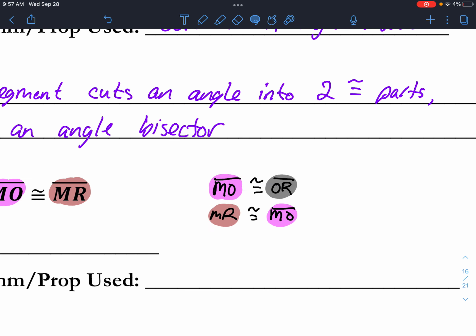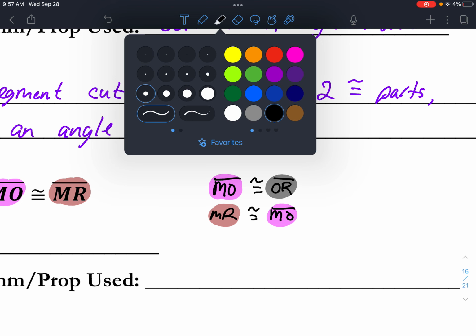When we have this, I've got a red that's by itself on the left, a black that's by itself on the right. I also have a pink that is on the left and the right-hand side. Ladies and gentlemen, we are in business now.